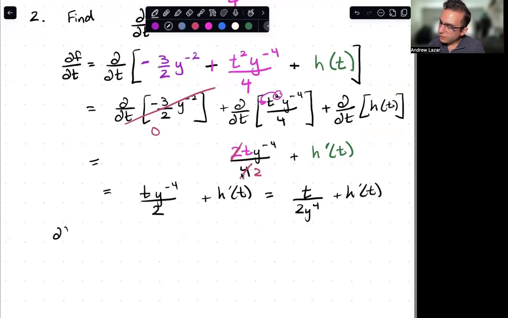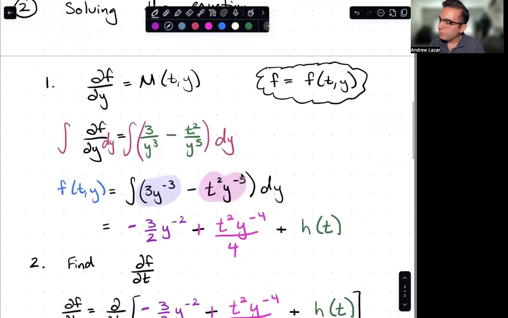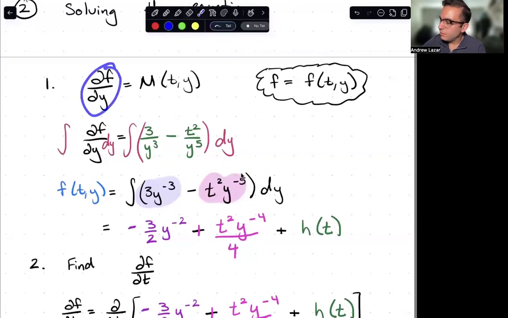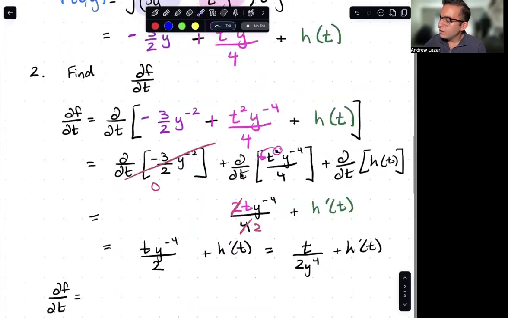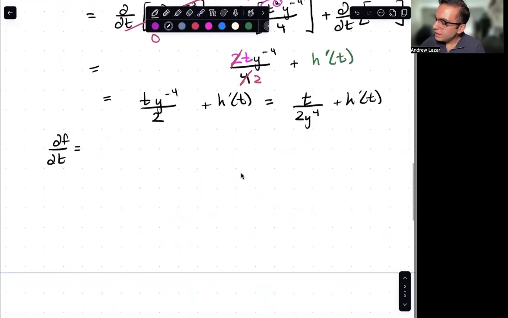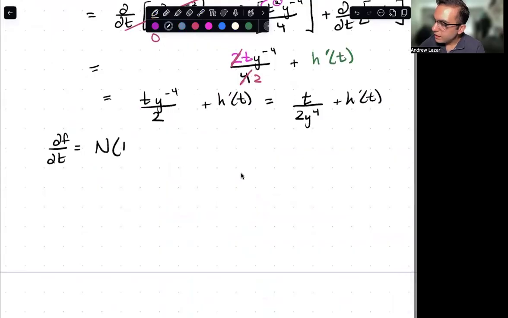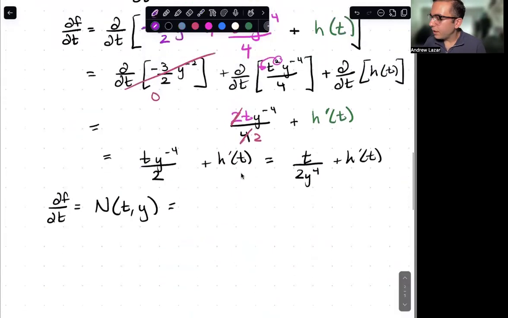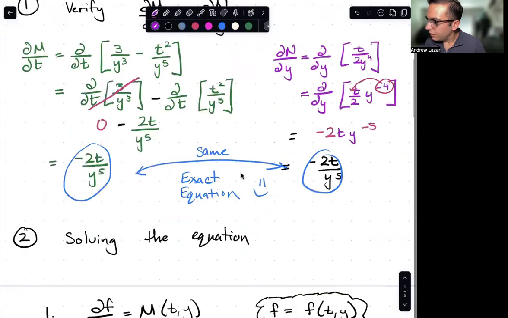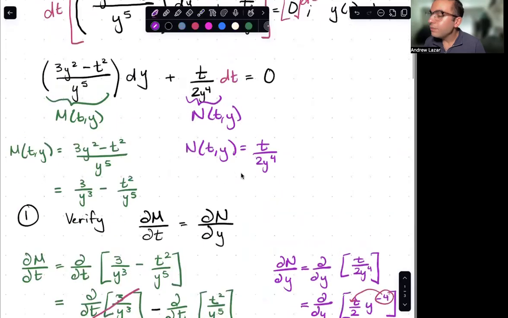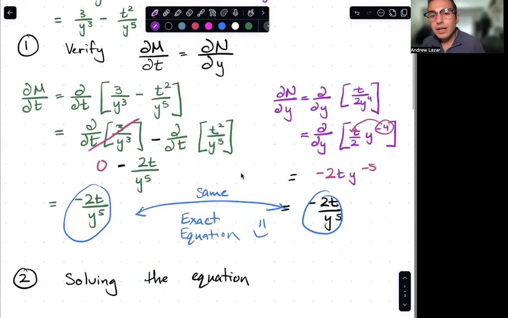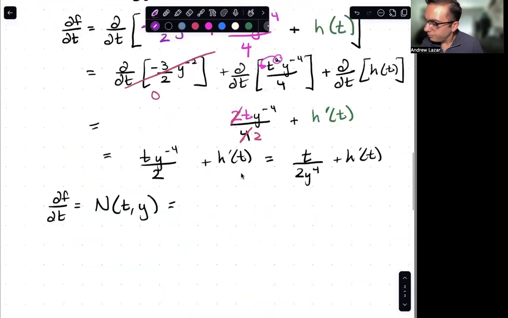Because the partial of f with respect to t, just like I said that the partial of f with respect to y is equal to our m of t, y, the partial of f with respect to t is equal to our n of t, y, which was, if I scroll back up to the very beginning, n of t, y was t over 2y to the 4th power.